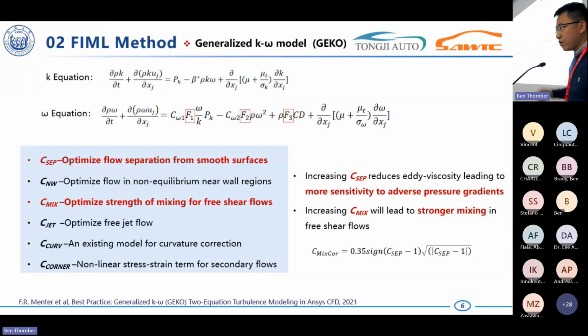The GEKO model is a generalized k-omega model in ANSYS Fluent. It has 6 free parameters, implemented through 3 F functions, which can be tuned by the user to achieve different goals. I will not give details about all the parameters, but for flow around a car, the most important parameters are CSEP and CMIX.